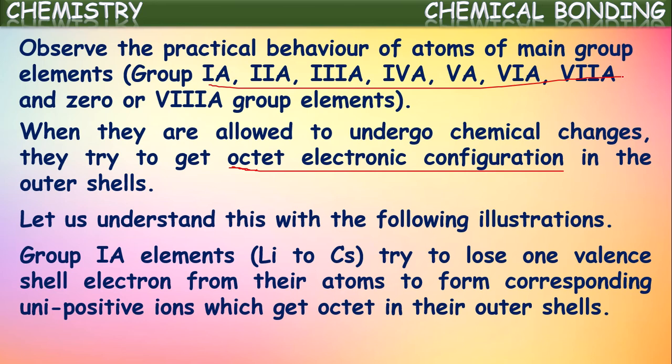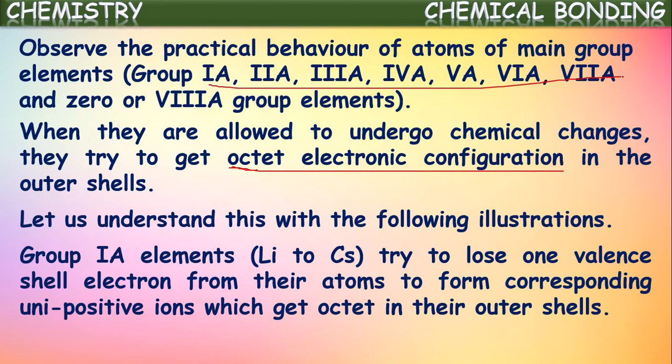If you observe the electronic configuration of these elements, they have only one electron in their outermost shell. If you take lithium, its atomic number is 3 and its configuration is 2, 1, which means in the outermost shell lithium has only one electron. In the same way, sodium: what is its atomic number? It is 11, and its configuration is 2, 8, 1. So sodium also has only one electron in its outermost shell. In this way, all the 1A group elements have only one electron in their outermost shell.